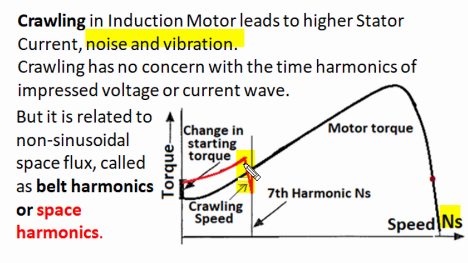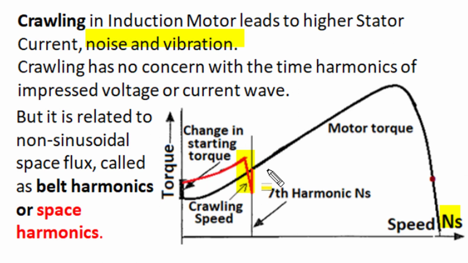Now one important fact is that this crawling phenomenon has no concern with time harmonics of the applied voltage or current wave. We know when the supply has non-sinusoidal behavior, it has time harmonics, and a double harmonic has a frequency component of 2 times the normal supply frequency. With double frequency the synchronous speed, which is proportional to frequency, also gets doubled, and in that condition a motor will run at a double speed, whereas crawling means running at a very low speed.